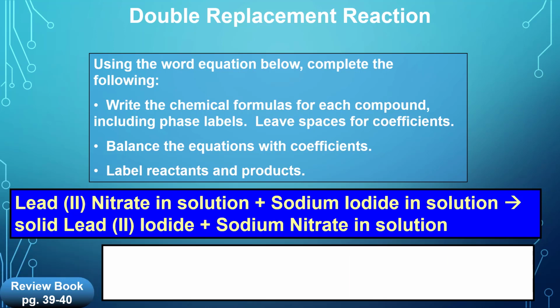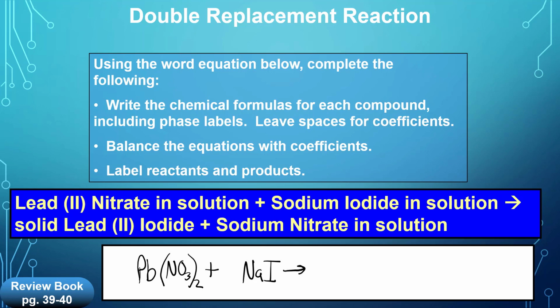Okay, lead 2 nitrate. Lead 2 tells us that it is a 2+ charge on the lead. So we need Pb. The nitrate ion, off of table E, has a single charge of -1. So we need 2 of those, plus sodium iodide, NaI. Notice I'm leaving spaces still for coefficients if I need them.